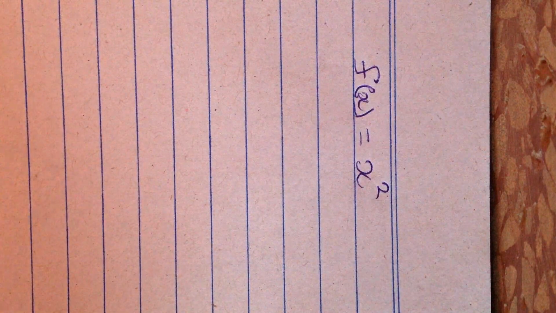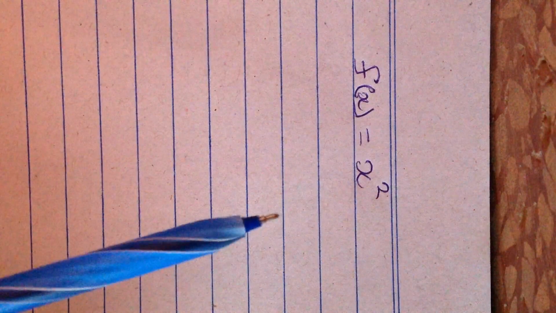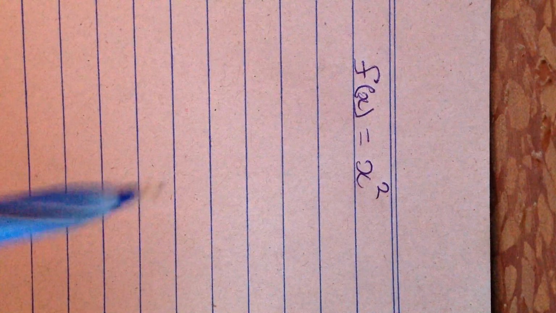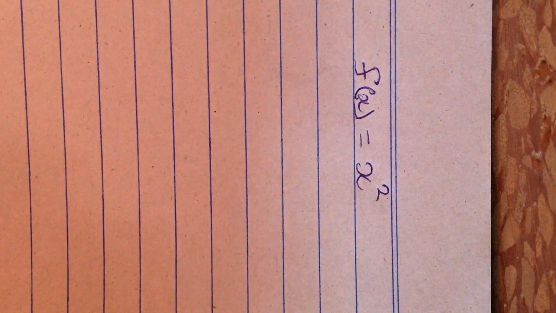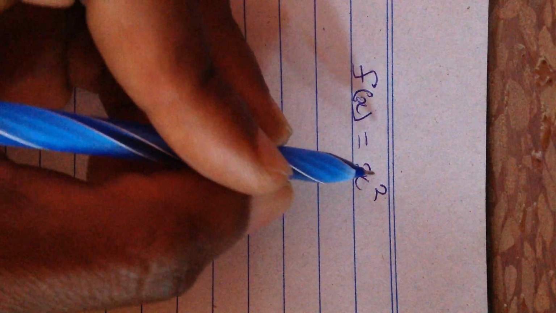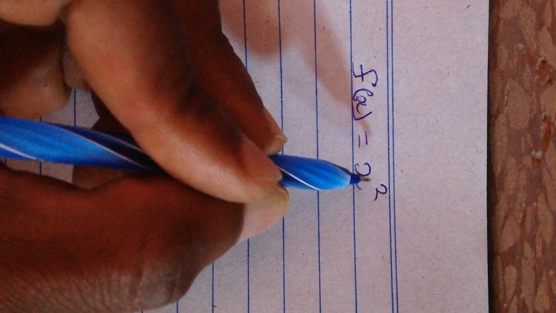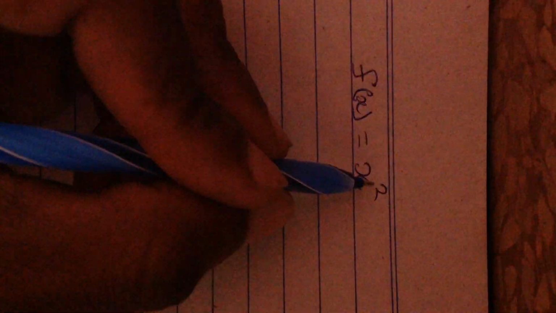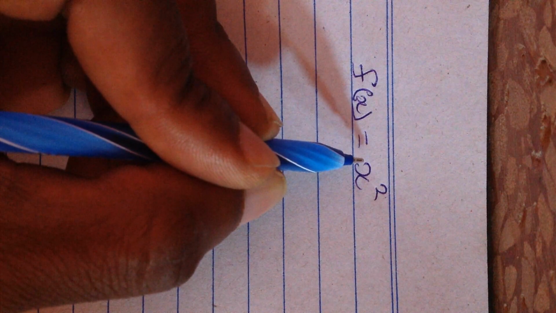You have the given function here, f of x equals x squared. How can you differentiate this function? We all know that when you've been given the power, you multiply that power with the coefficient of that variable.